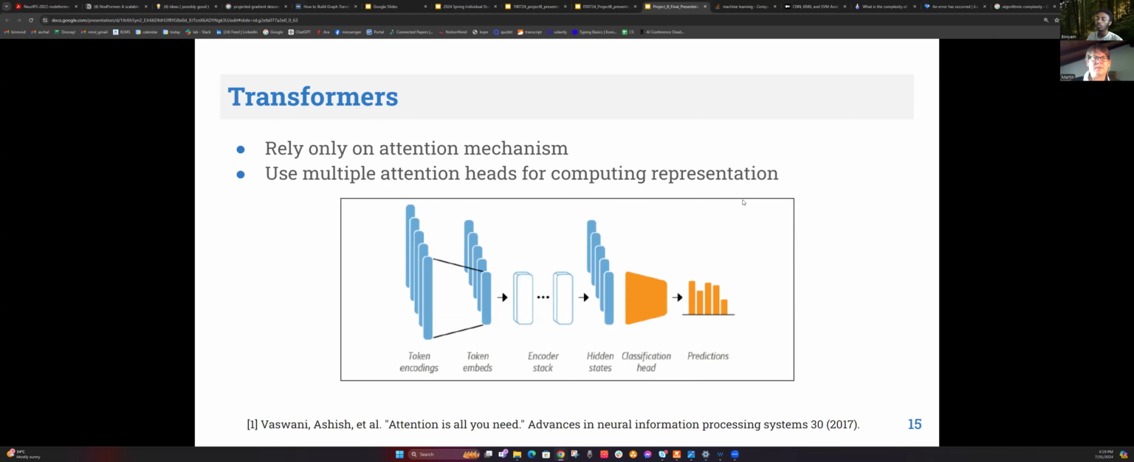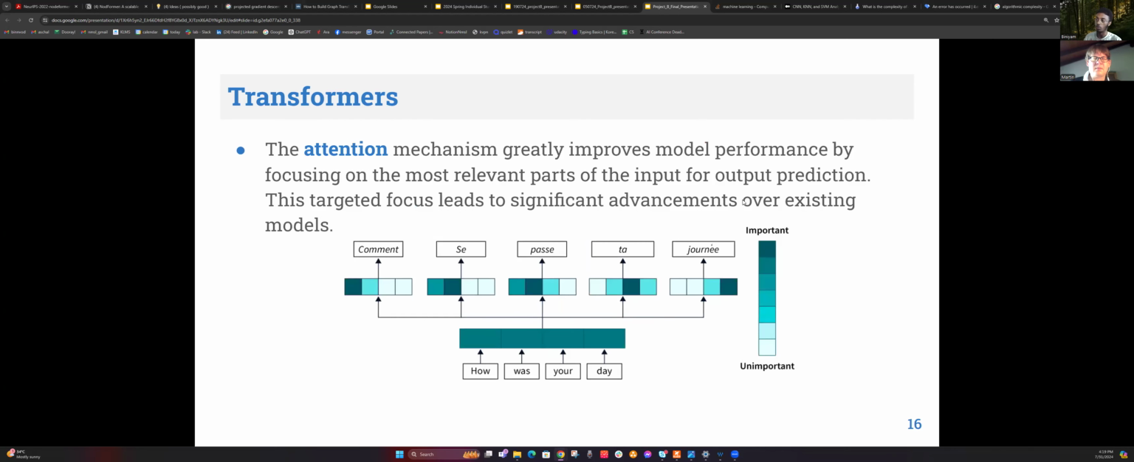So this leads us to transformers. So what are transformers? Well, transformers rely only on the attention mechanism. They use multiple attention heads for computing representations, and I will discuss this further. The attention mechanism greatly improves the model performance by allowing it to focus on the significant parts. This allows us to give large size input because we will only attend to the necessary parts, and therefore it's efficient. So yes, this targeted focus leads to significant advancements over existing models.